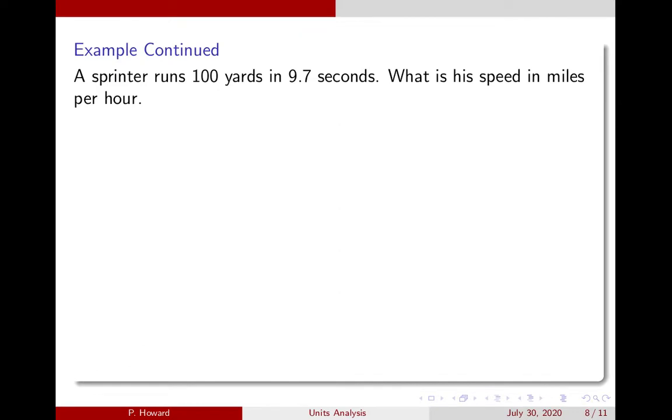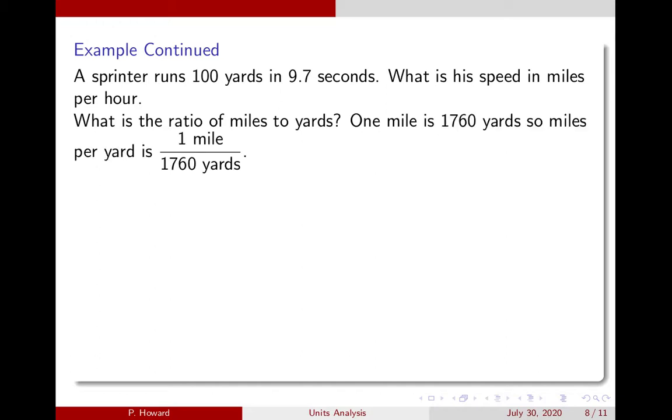Okay, here's the problem again. Ran out of room on the previous slide. Okay, let's look first at converting the yards to miles. What is the ratio of miles to yards? Well, 1 mile is 1,760 yards. So miles per yard, miles over yards, is 1 over 1760.